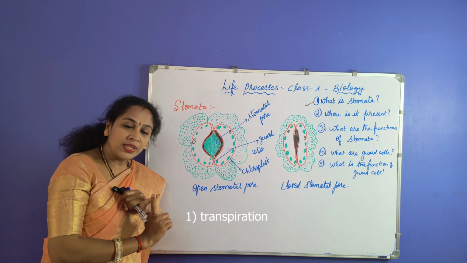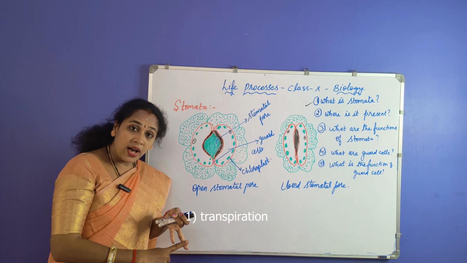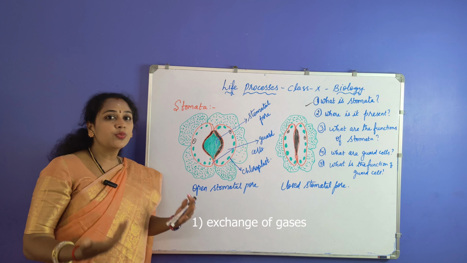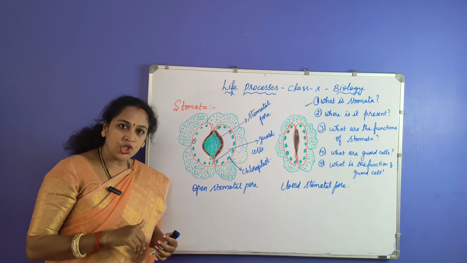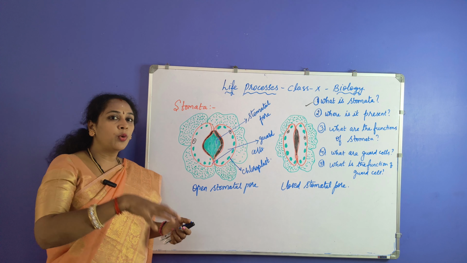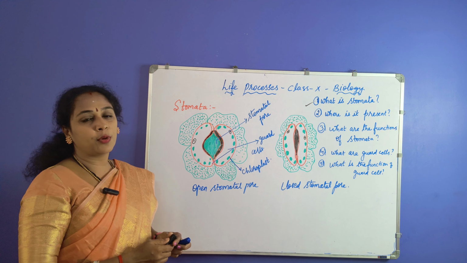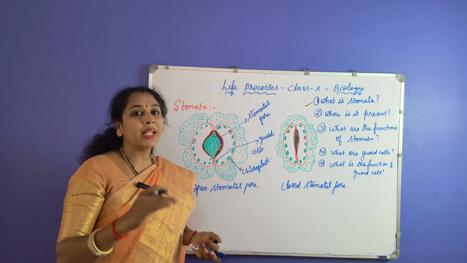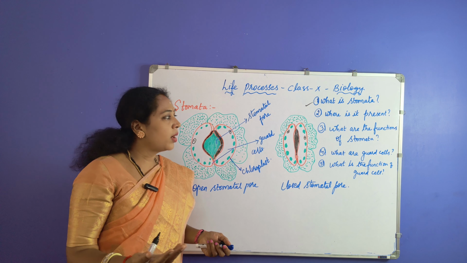So the first function of stomata is that it is involved in the exchange of gases. The second function is that it is involved in the removal of excess water present in the plant by the process called transpiration. So what is transpiration? When you pour excess water to the plant, what happens? The excess water comes out of the plant by a process called transpiration, and not only that, it helps to maintain the moisture of the leaf based upon the environmental condition.